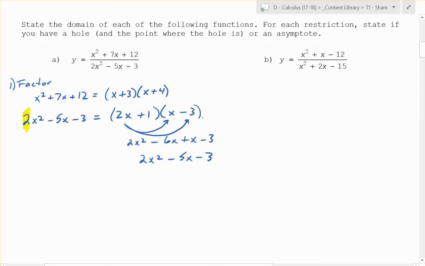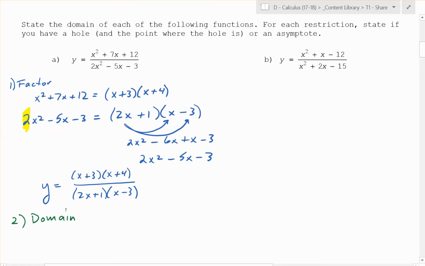So make sure you check it. So there's your factored form. The factored form of y is going to be y is equal to (x + 3)(x + 4) all over (2x + 1)(x - 3). So we factored it. Before you do anything else, you need to state the domain.